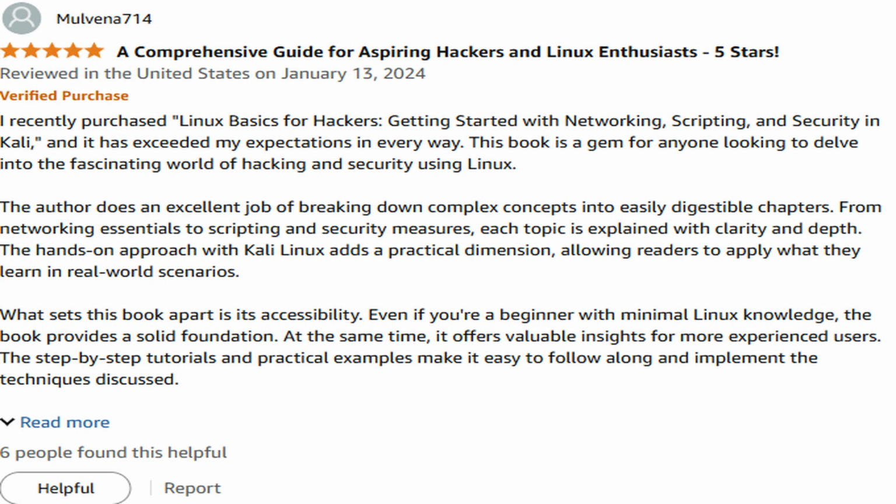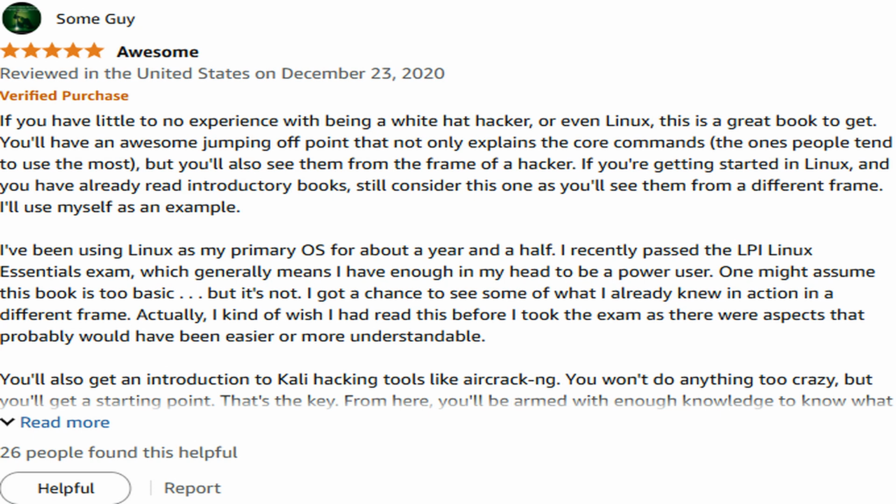Cons: not a comprehensive hacking guide. The book does not delve into specific exploits or advanced hacking methodologies. May not be challenging enough for advanced users. Experienced Linux users may find the book too basic or introductory. Focus on Kali Linux. The book's focus on Kali Linux may limit its relevance for users who prefer other Linux distributions.